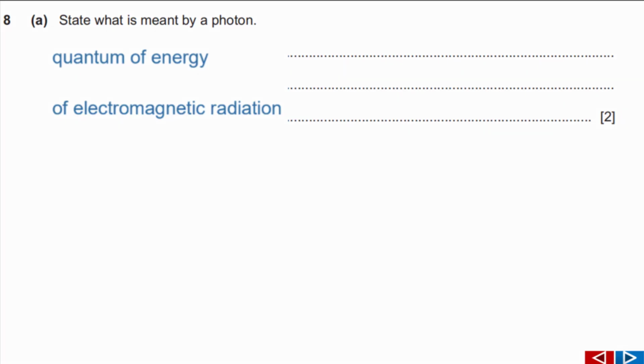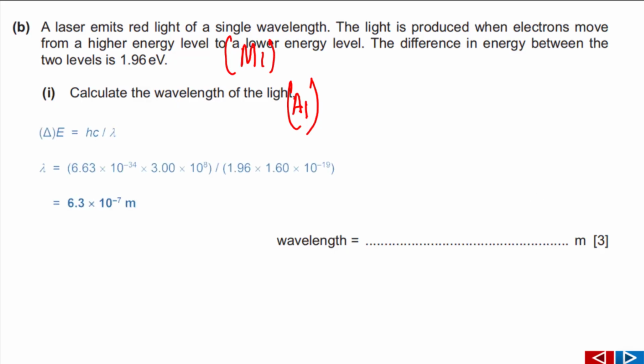This question has 2 marks. The first mark will be the M mark, and this one will be the A mark, the answer mark. Here we are simply using the formula, nothing else. Just plug in values and you will get the answer.